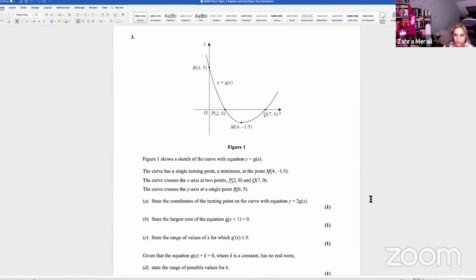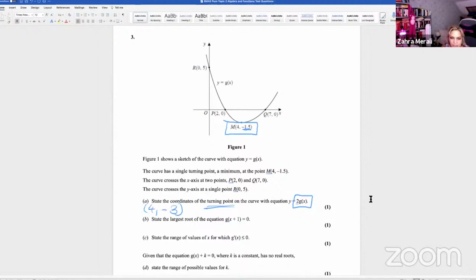Okay, so we want the coordinates of the turning point. What's the turning point? It's where it turns. So it's your minimum point. So in this case, it's your M. Okay, and we've got outside the bracket. Outside the bracket are great. They're the y's, they do exactly what you want them to do. You know, nice and happy. So outside the bracket, we've got a 2. So we look at the y coordinate, which is the -1.5, and we double it, which is nice and easy. Nothing's happening to the x. So the coordinates of the turning point are just going to become, for the x stays the same, -3.